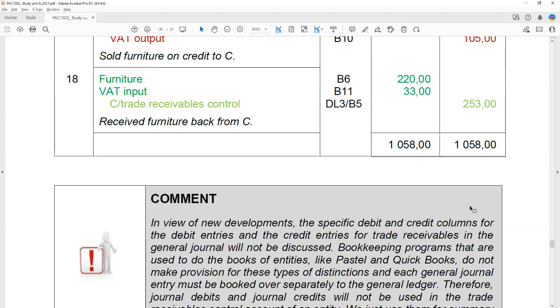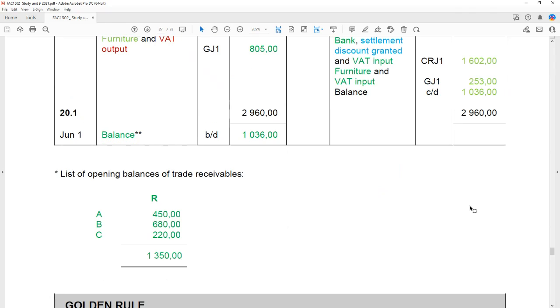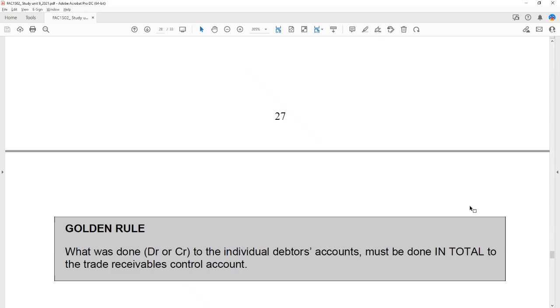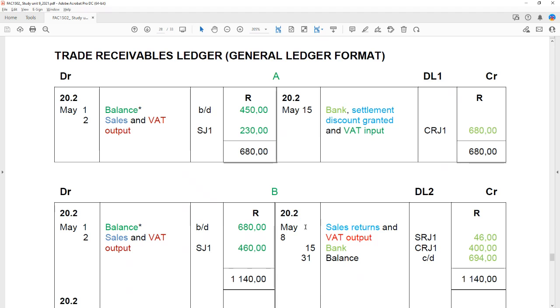And that will decrease the balance. So therefore, that transaction will be on the credit side because my asset decreases on the credit side. So on May the 8th, my sales returns and that output is 46 Rand coming from my sales returns journal.